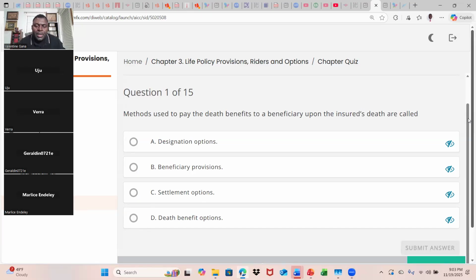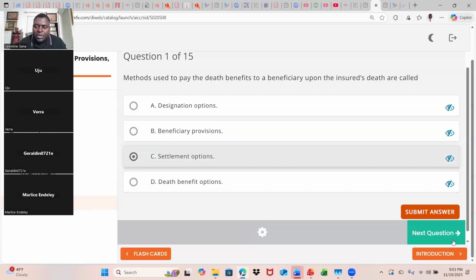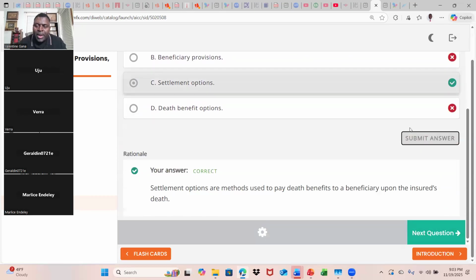Settlement options. Yeah, that's correct. Settlement options. That's correct. All right. This is settlement options, methods used to pay death benefits to a beneficiary upon the insured's death.